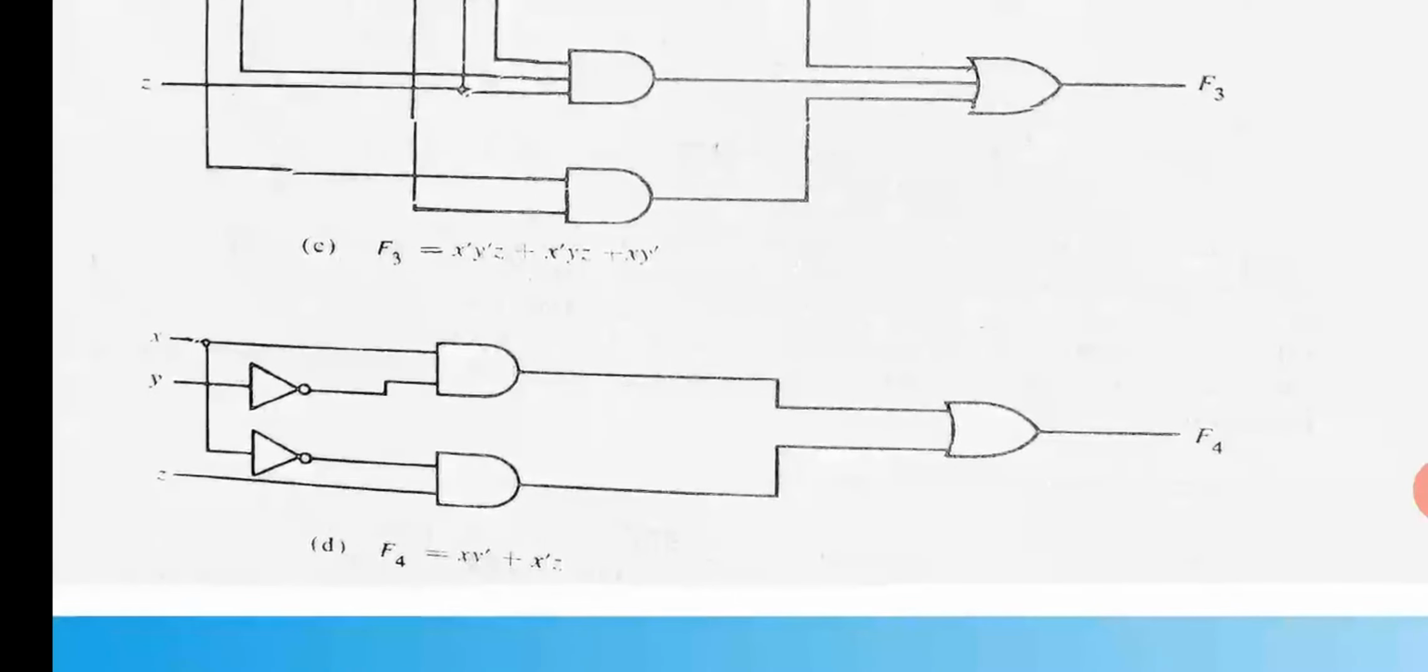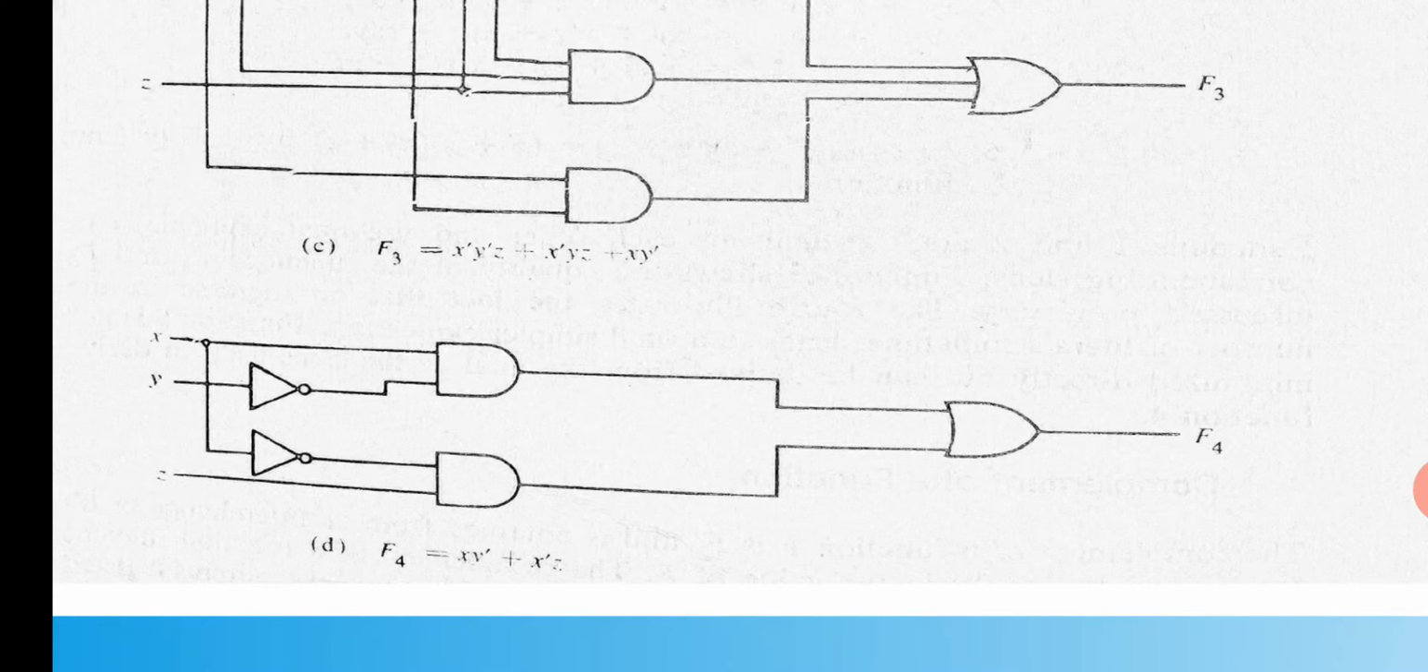Now see, you have one more expression, F4 equal to X Y dash plus X dash Z. Now you need a NOT gate for Y, as well as you need a NOT gate for X also. Yeah, so you have X Y Z, three inputs. That X and Y are fed to one AND gate. So in that AND gate, Y has one NOT gate because you are going for Y dash. So the result is fed to that particular AND gate.